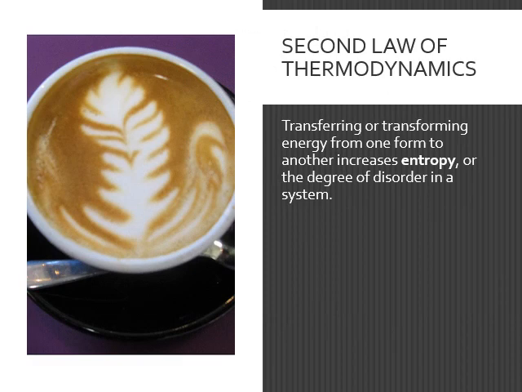The second law of thermodynamics says that transferring or transforming energy will increase the amount of entropy, or the degree of disorder, the amount of unusable energy. So we're not losing energy. What we are losing is usable energy. It might be released as excess heat. It might be released as any other form of energy, but it is still there. It's just we can't use it.